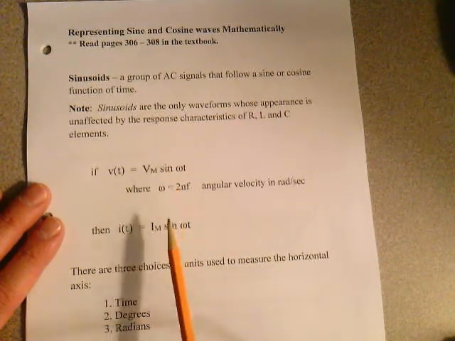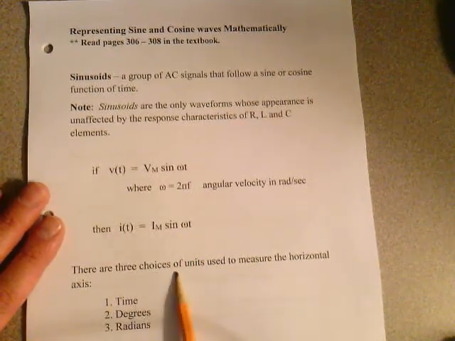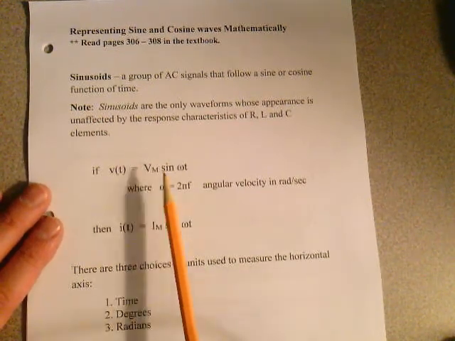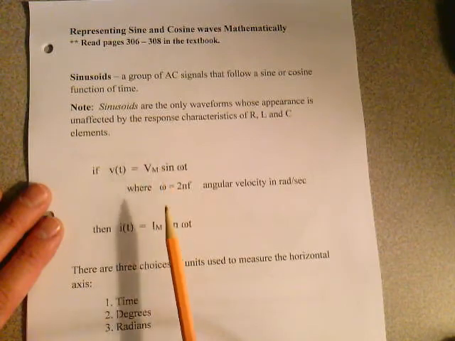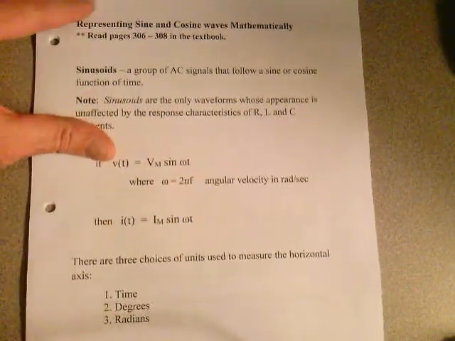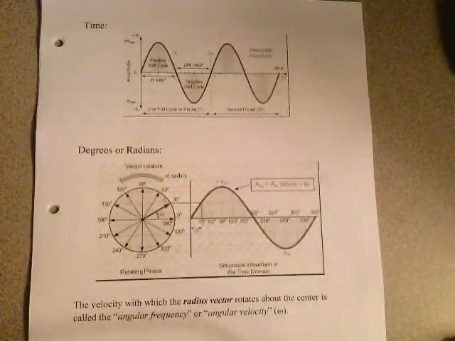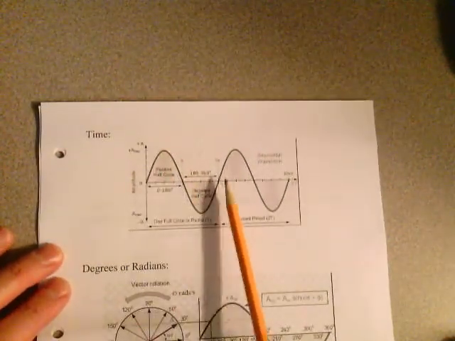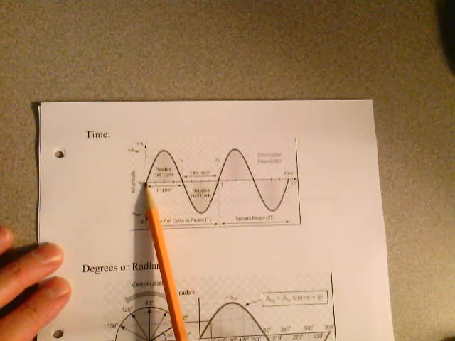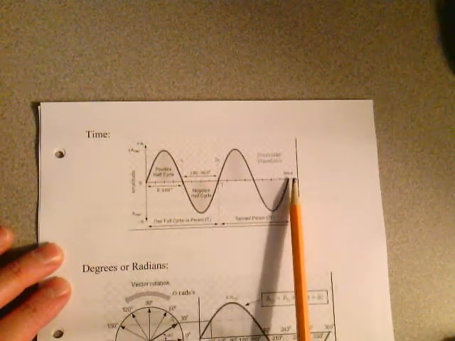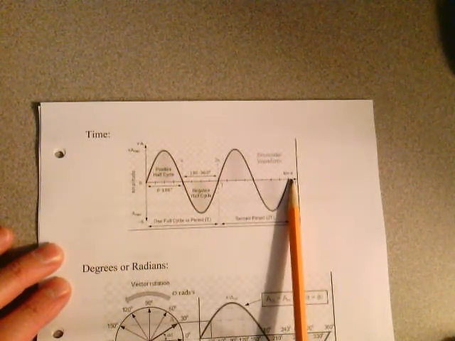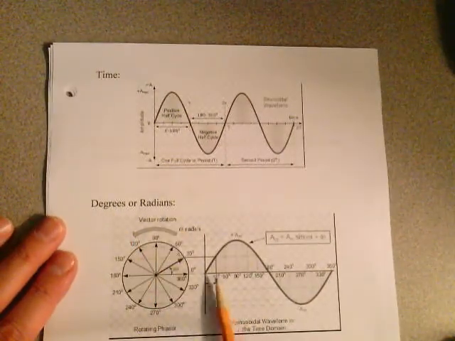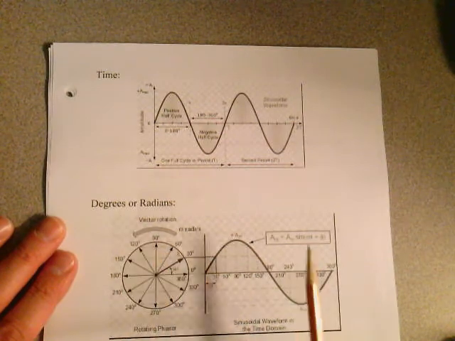The same form. There are three choices of units used to measure the horizontal axis when we represent voltages and currents, the sinusoids, this way. If you look at the next page, you've seen this before, where you have a sinusoidal waveform and the horizontal axis is represented in terms of time, or degrees or radians. This axis here can be in degrees or it can be in radians.